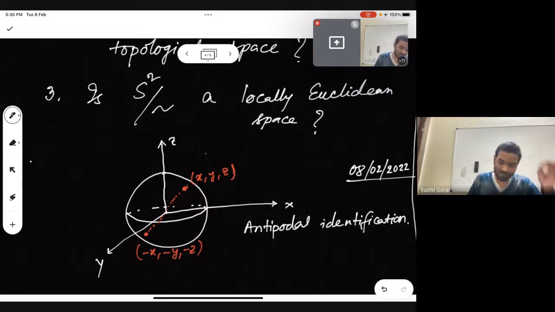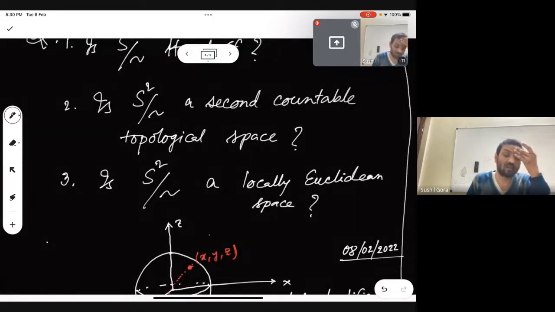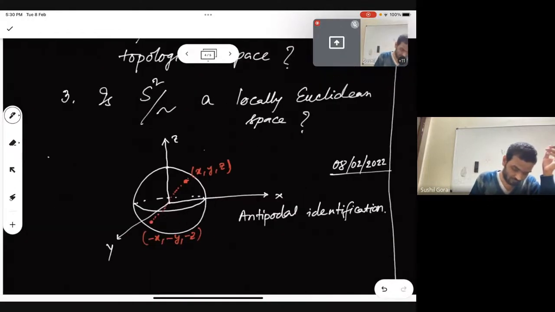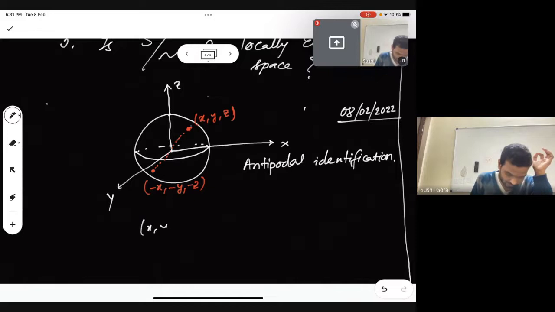Now this question was whether this is Hausdorff, second countable, and locally Euclidean. All right. So let us go to this projection map. Before going further, let us describe a few things also. So this x, y, z.